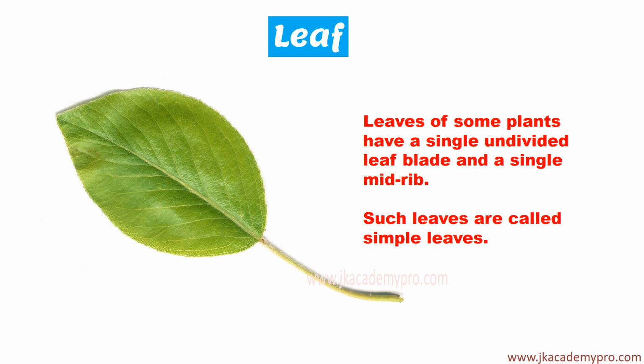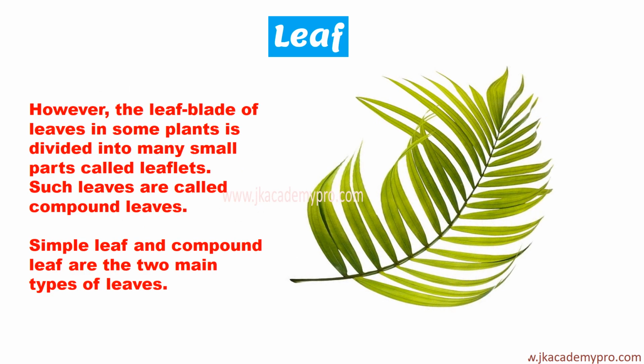Now, leaves of some plants have a single undivided leaf blade and a single midrib that you can see in the picture. Okay, so one leaf blade and one midrib. Such leaves are called simple leaves. Whereas the leaf blade of leaves in some plants is divided into small parts called leaflets. You can see in the picture given alongside. Such leaves are called compound leaves. So, simple leaf and compound leaf are the two main types of leaves that we find.